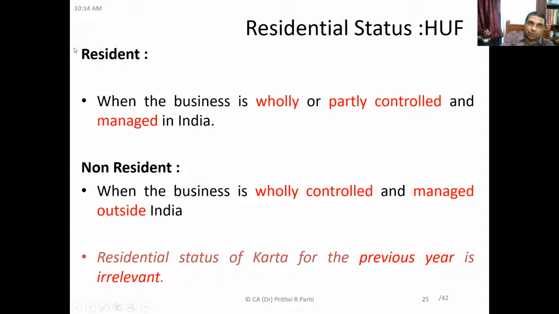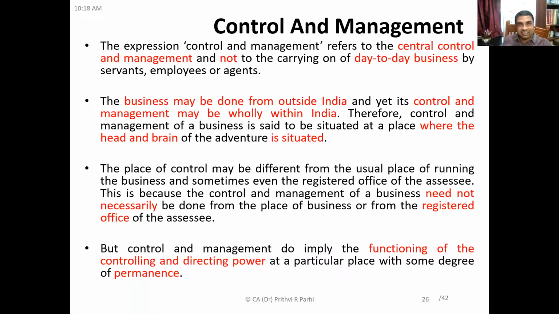As you know, once you know the HUF is resident, because it is either wholly or partly controlled and managed from India, then we have to sub-classify them into 2 more categories. What are the 2 categories? Resident and ordinary resident, resident but not ordinary resident. Okay, now let us see the additional conditions.